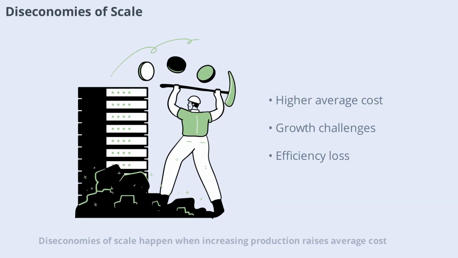These diseconomies of scale happen when increasing production raises average cost. This can result from management challenges, resource limitations, or inefficiencies. It's the flip side of economies of scale and a warning sign for businesses expanding too quickly. Monitoring average and marginal costs helps avoid this pitfall.